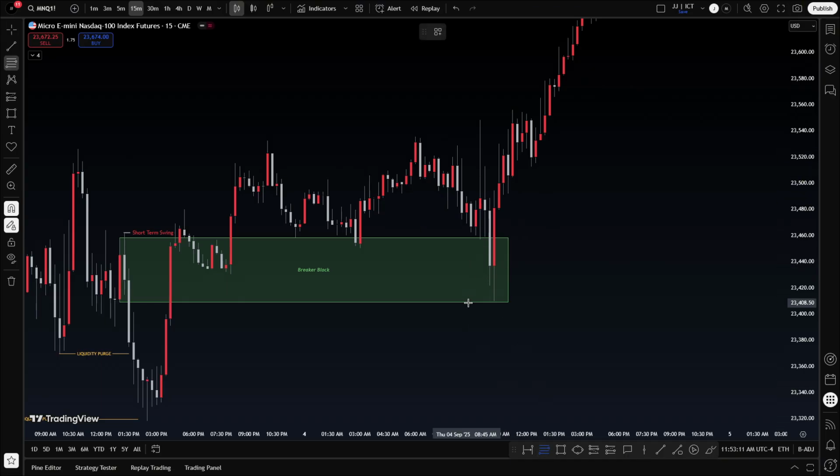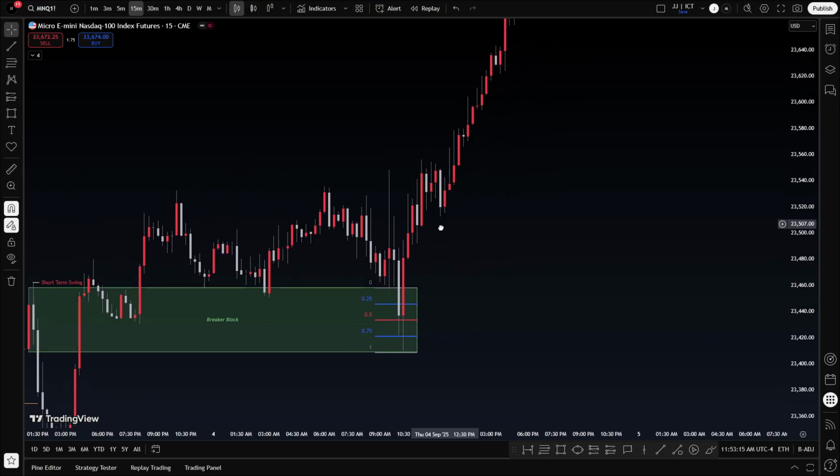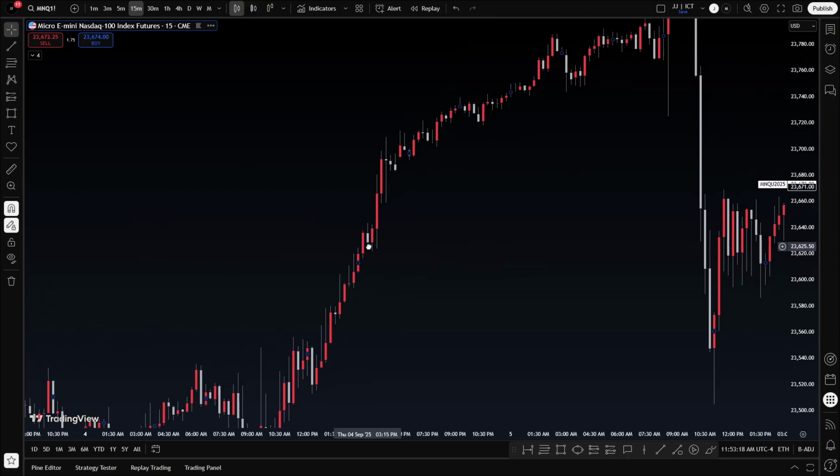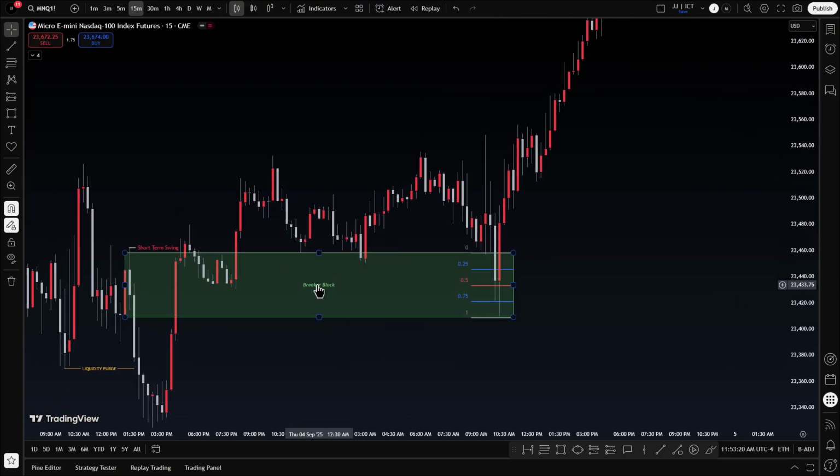You want to see that? Whoa, pretty crazy, isn't it? So it respects the equilibrium and then it really distributes away from it, exhausting the breaker block. So right after this move, the breaker block is now gone.